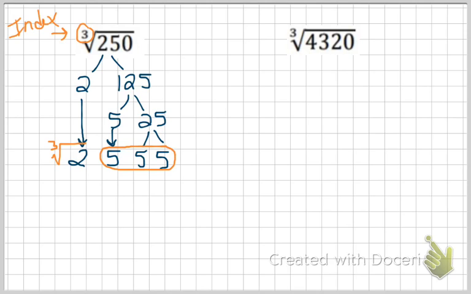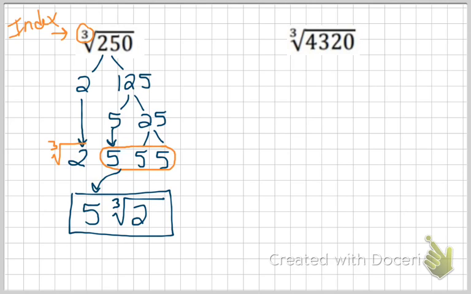So in our final answer, we write the 5 outside only once. We're going to need this with the 2 inside, and don't forget there is an index of 3. And that is how we write our simplified answer.